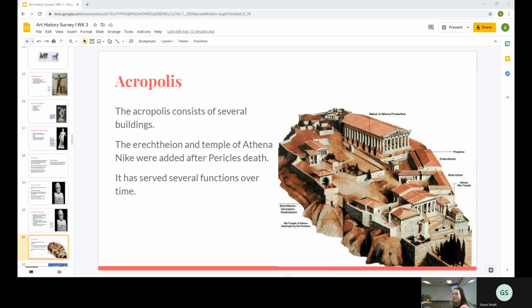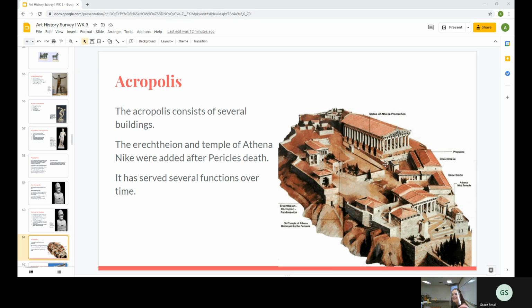You'd walk up the hill, and you would most likely stop at the temple Athena Nike, which we'll look at. You would walk through the Propylae. The Propylae had a center opening for chariots and side openings for people to walk through. We'll talk about that one too.